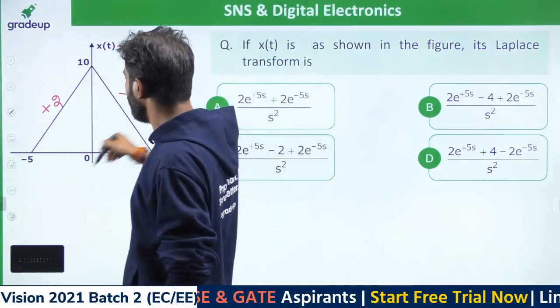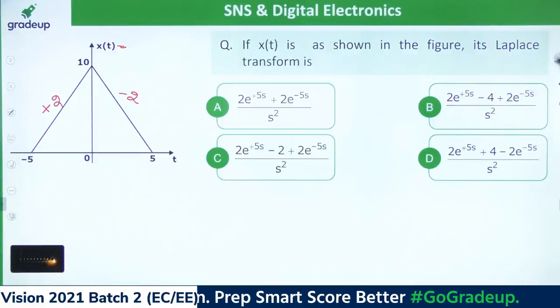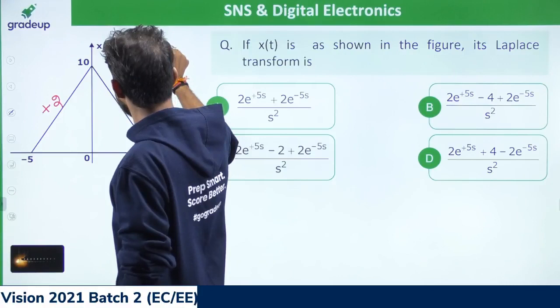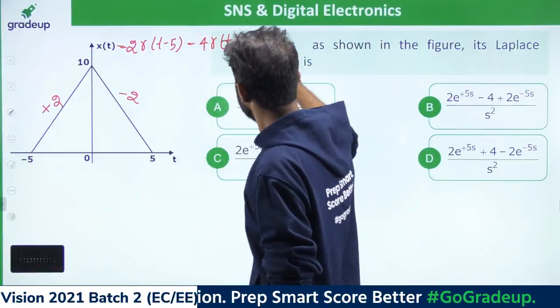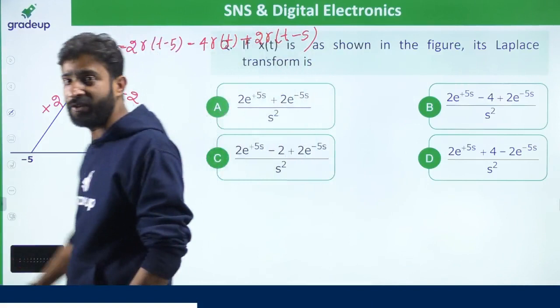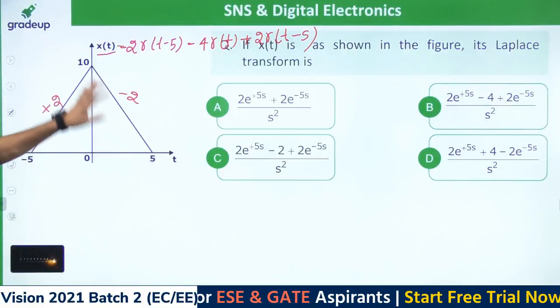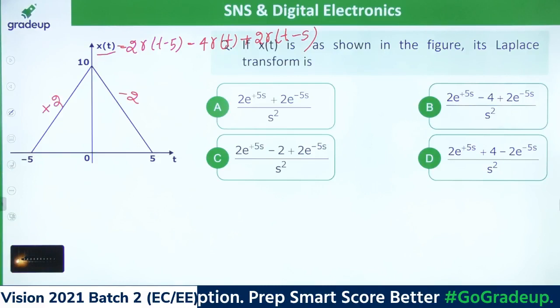Everybody just give me the answer for this question. How to write it? So 2 r of t plus 5 minus 4 r of t plus 2 r of t minus 5. That is basically the signal, right? Because x of t is a triangular pulse, we can write it like this: 2 r of t plus 5 minus 4 r of t plus 2 r of t minus 5.